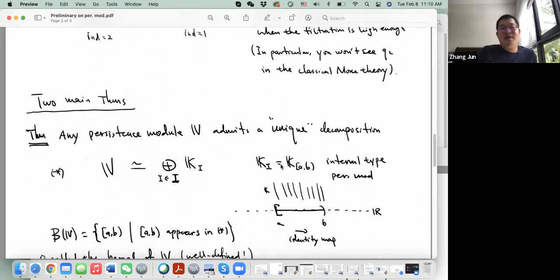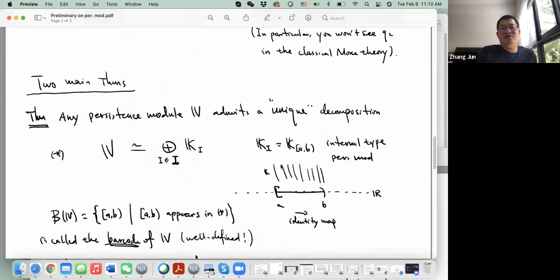So here are two main theorems in this story. The first theorem is called the Decomposition Theorem. Any persistence module admits a unique decomposition. I write it in the following way: V is a persistence module and decomposes as a direct sum of K_I. By the way, K here is some field, and I is a certain interval, like here I write the interval AB.